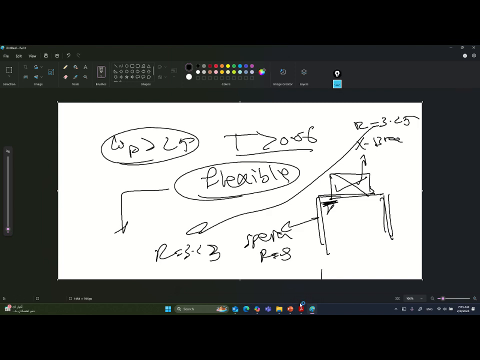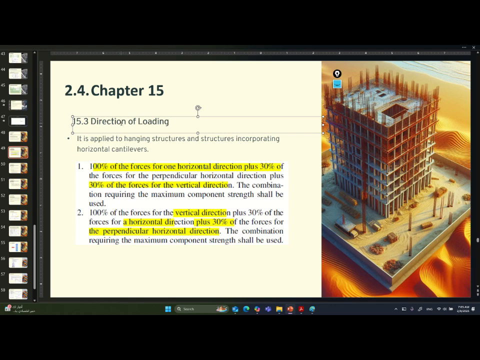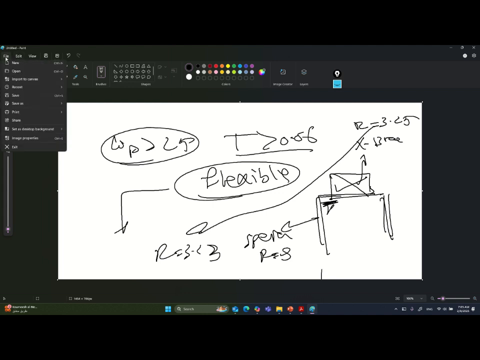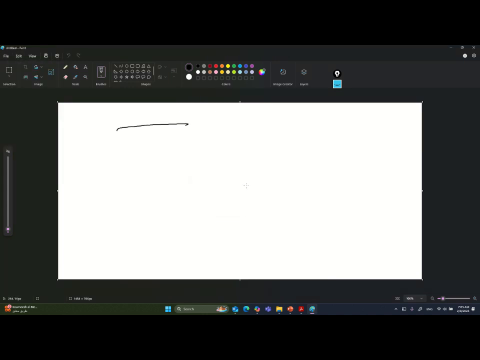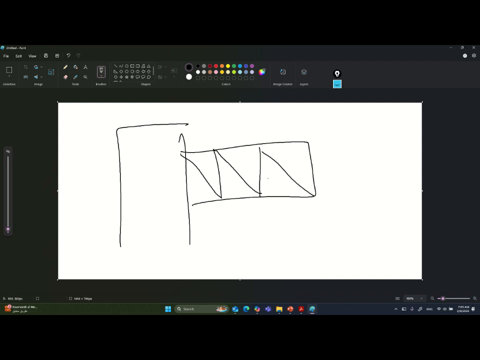So let's go back to the slides again. This one is related to the direction of loading. It is telling you that the combination you are going to use is one of two criteria. The first one is 100% of one horizontal direction plus 30% for the perpendicular horizontal direction plus 30% of the forces for the vertical direction. This one is specific for hanging structures and structures incorporating horizontal cantilevers. So if I have a structure with a long horizontal cantilever, something like that, like I have in pre-system.